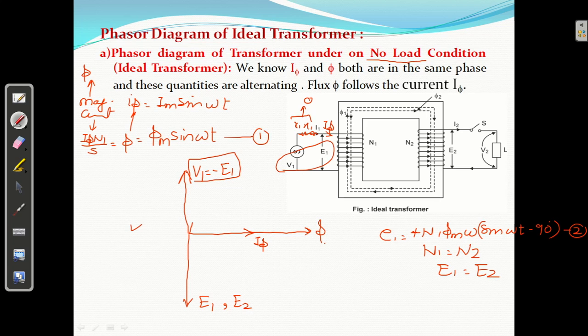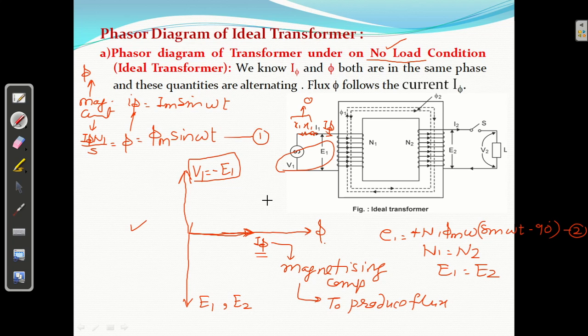So this is the vector diagram of ideal transformer at no load, and transformer draws only magnetizing component. Isko kya bolte hai? Magnetizing component. Clear? Iska kaam kya hai? To produce flux. Yaad rakhna, this will produce a flux. This is the ideal transformer at no load condition.